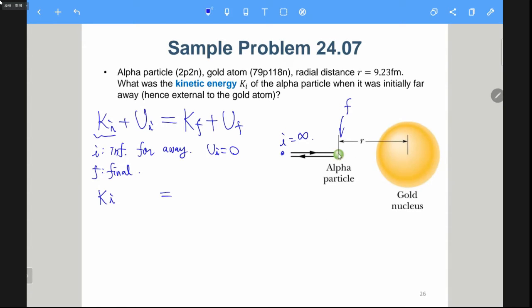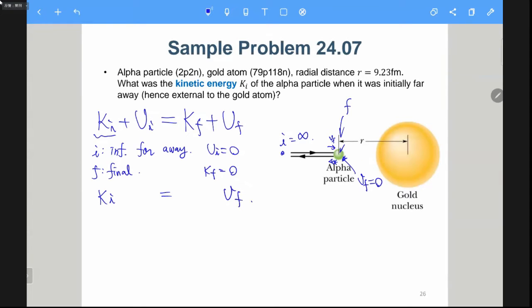For the final stage, before it moves away from the gold nucleus, right at this moment, the velocity Vf should be 0, because before that, Vf points to this side, becomes smaller and smaller, and then stops at this point and goes back. So Kf should be 0. And we know that Uf here is the electric potential energy.